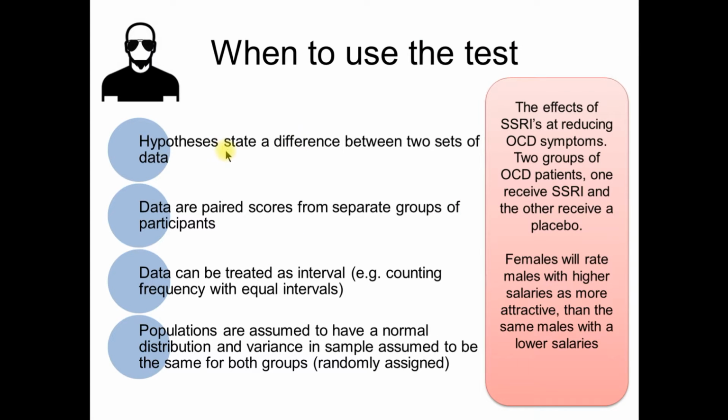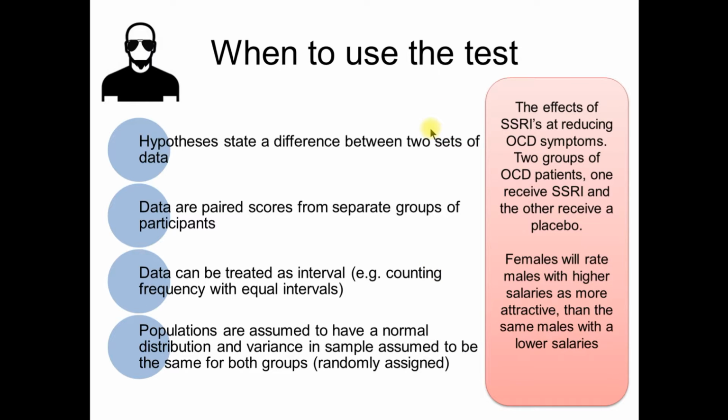So, when do we use it? When the hypothesis states a difference between two sets of data. Data are paired scores from separate groups, so independent groups. Data can be treated as interval, e.g. counting frequency with equal intervals. Populations are assumed to have normal distribution. We briefly talked about that earlier.